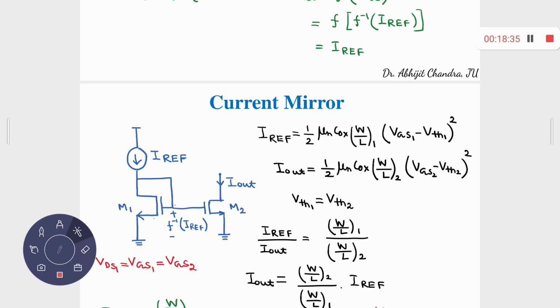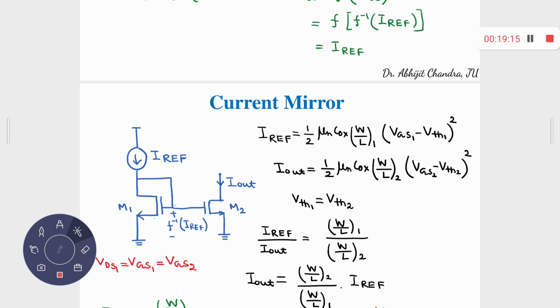Right? So now if you can manage that my I reference is a constant current, then obviously you can have so many such copying circuits. Each of them, I out 1, I out 2, I out 3, I out 4, will also be a constant function of I reference. Why? Because this ratio W by L1 upon W by L2 is no longer dependent on your supply voltage, on the temperature, or on the mu n current. Can you get the point?